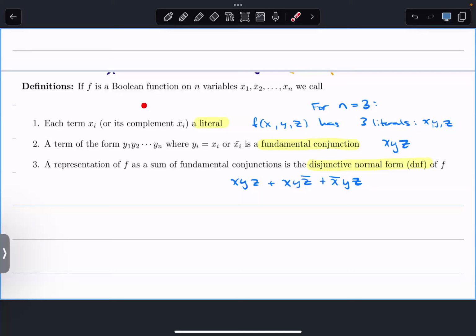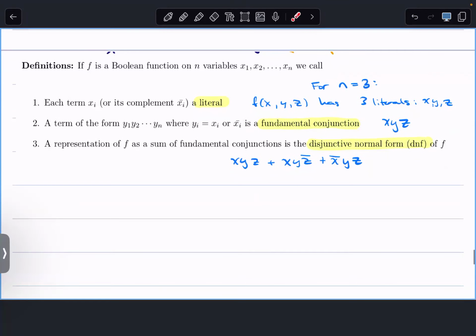If f is a Boolean function on n variables, so we have x1, x2, all the way up to xn, we're going to stick to x, y, z. So we're only going to have 3, but you could have way more. Each term or its complement is called a literal. And a term where we have a combination of all the possible terms is called a fundamental conjunction.